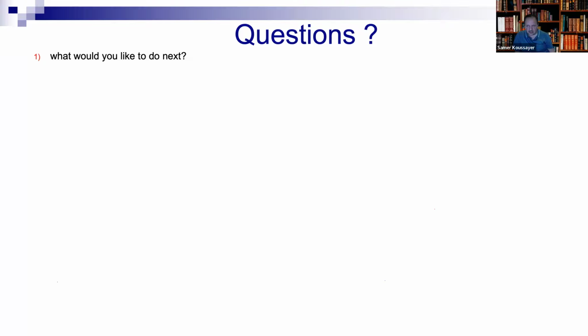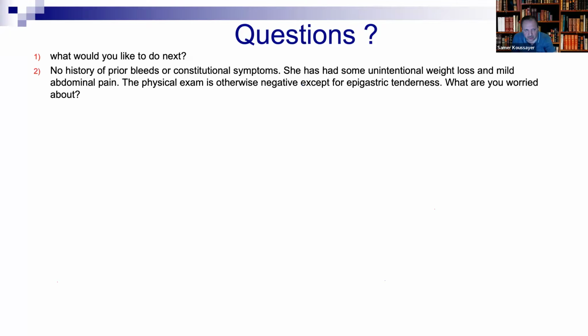Getting a line is good for resuscitation. I agree with that. And then what's next? So you do that. Then what's next? What do you do next? Let's see. No history of previous bleeding or constitutional symptoms. She has some unintentional weight loss and mild abdominal pain. The physical exam is negative except for epigastric tenderness. What do you worry about? We talked about aortoenteric fistula, right? Yes. So let's go next. What is your next step?